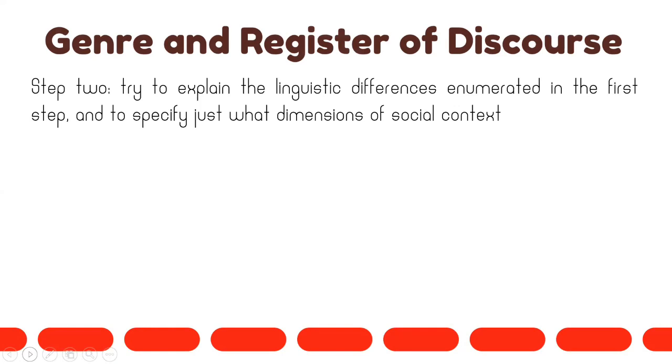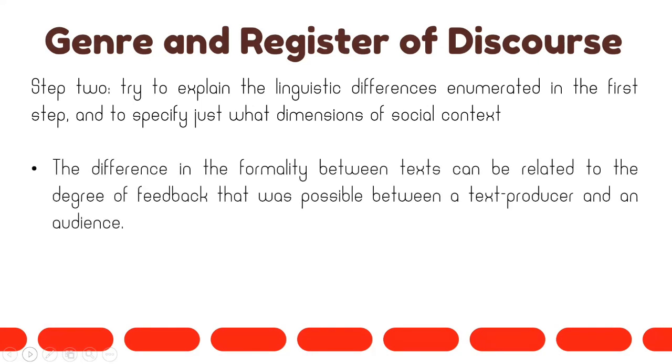Step two that we need to follow comes after that. Try to explain the linguistic differences enumerated in the first step and to specify just what dimensions are in the social context. So that means that everything that we enumerated and specified in words and structure, we're going to do here, but with the social context. The difference in the formality between texts can be related to the degree of feedback that was possible between a text producer and an audience.